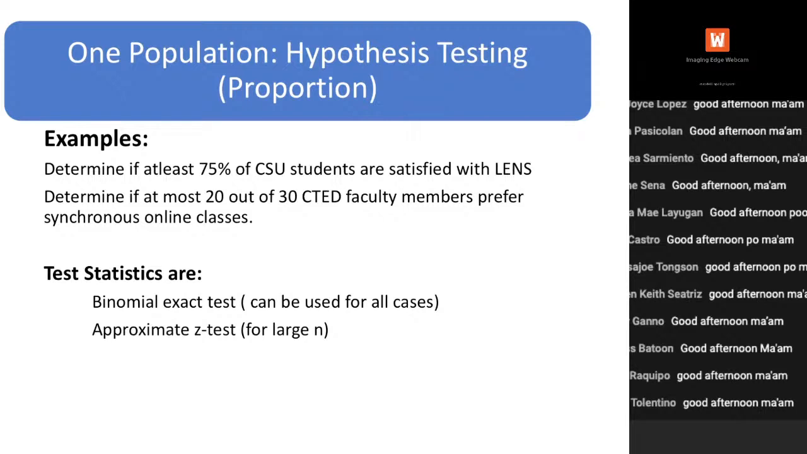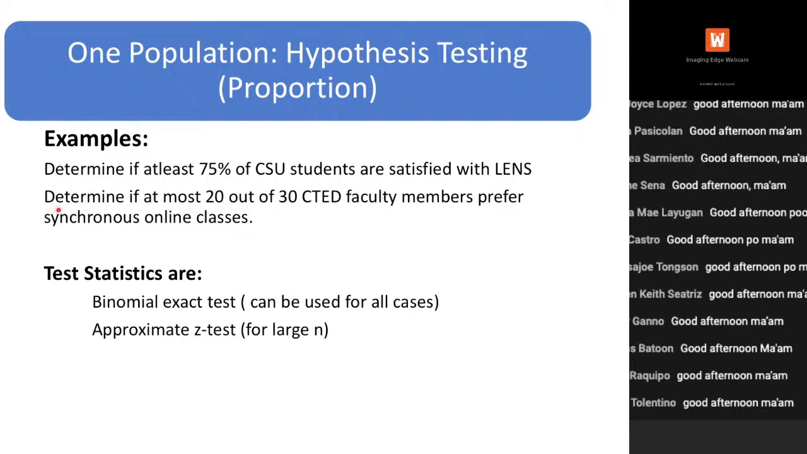Now we proceed to proportion. Okay? Paano kapag ang estimate or ang parameter na we are interested about is proportion, but still talking of one population. Okay? One population proportion. So, hindi na mean, kundi proportion naman. Okay? For example, just to illustrate, determine if at least 75% of CSU students are satisfied with lengths.